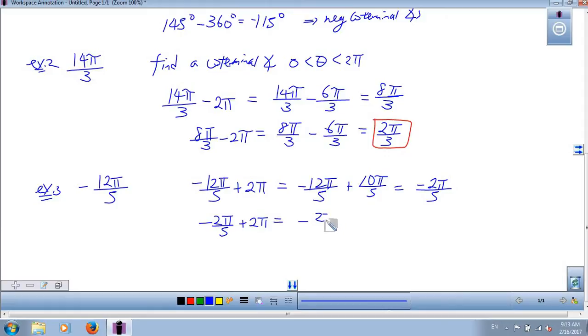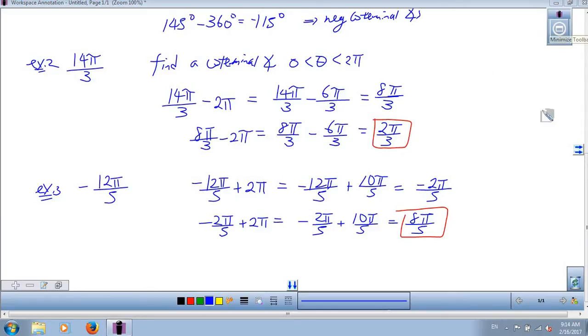Okay, so it's negative 2 pi divided by 5 plus another 10 pi over 5. So I get 8 pi over 5. And then that is the answer for this example. That is the coterminal angle for negative 12 pi over 5 in between 0 and 2 pi.